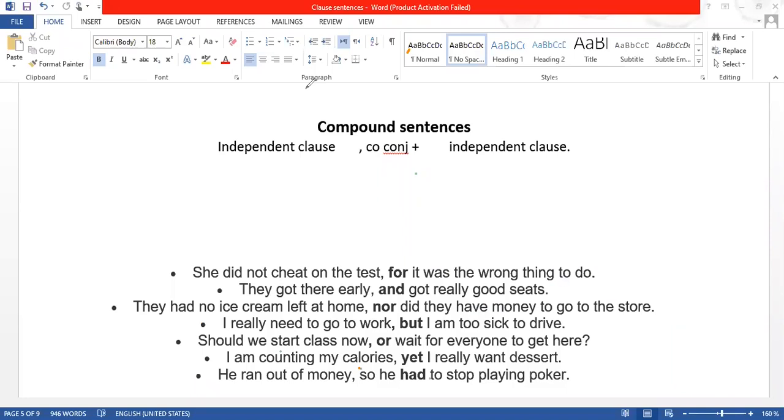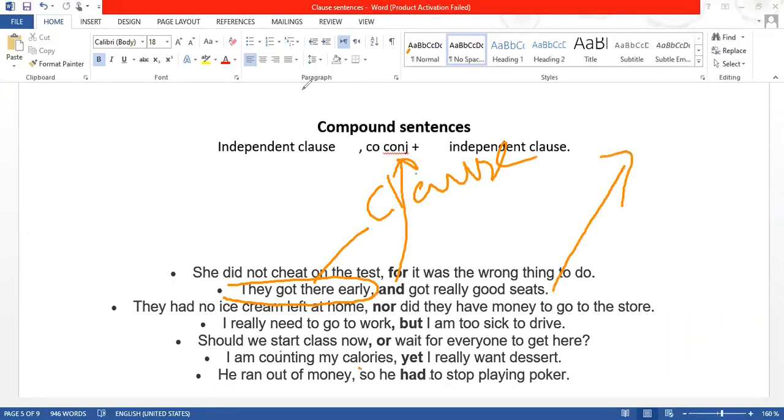Yes, sir. The second one, if you just break this sentence into different parts: "they got early" we already know is a clause, an independent clause. And is a conjunction. And you see, "got really good seats." Is it a clause? Is it a clause or a phrase? Sir, it's not a clause because it doesn't have a subject.